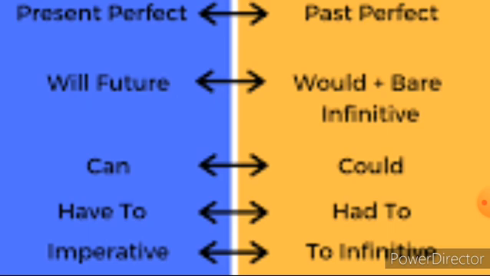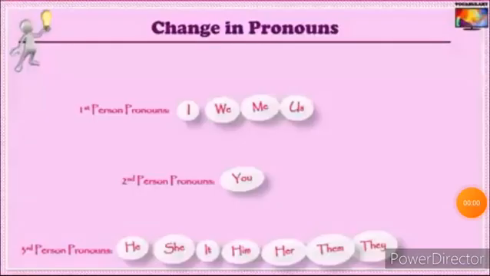These are the tense changes from direct to indirect. Present perfect will change to past perfect, and then modal verb will be changed to a past form as would, can means could, have to means had to, and imperative form to infinitive. So these changes you have to keep in mind.